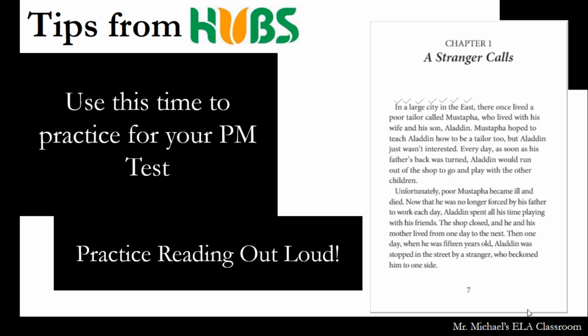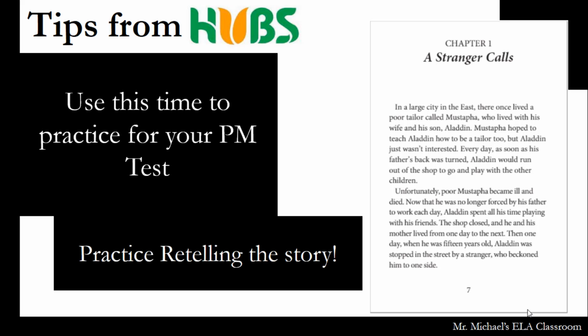So in a large city in the east, there once lived. Oh, if I said there once lived, then I'm going to get a minus in my PM test. So I have to practice reading each word out loud because it's a lot easier to read in your head. And then when you get to your PM test and you have to read out loud, you might get a little bit confused. And now here's another amazing thing to do with Scholastic books: practice retelling the story.